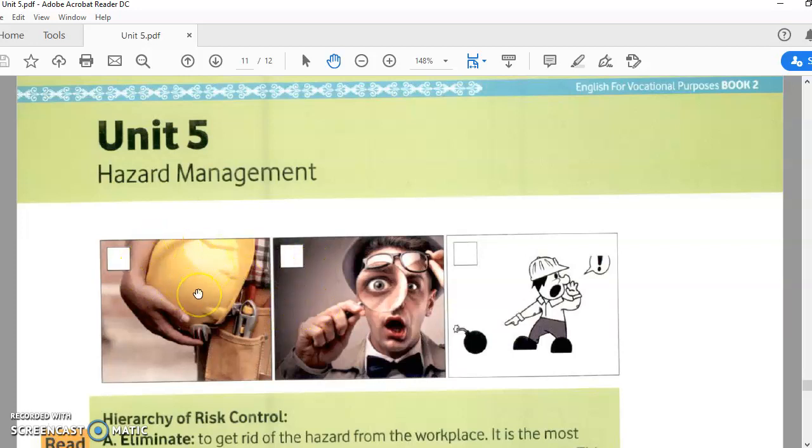Right, we'll have a 10 minute break. Then when we come back, we'll continue the lesson on page 63, which is this page. Okay. All right.